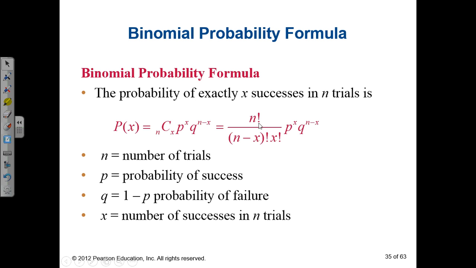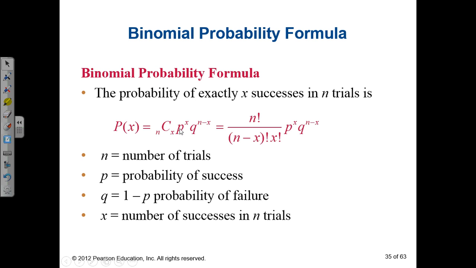N with the exclamation mark is known as n factorial. It stands for n times n minus 1 times n minus 2, all the way down to 3 times 2 times 1. For example, 5 factorial is equal to 5 times 4 times 3 times 2 times 1. 1 factorial is equal to 1, but so is 0 factorial, which is also equal to 1.